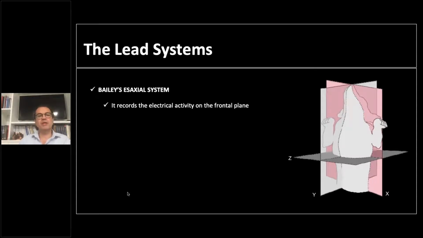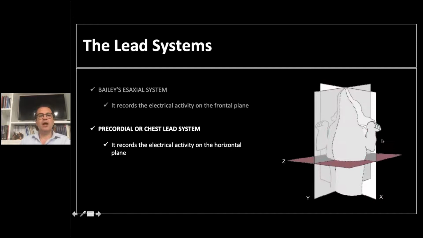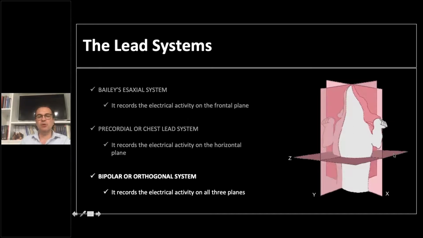Particularly for the lead system, we have the 6 lead system. The one that most of you are using right now is Bailey's hexaxial system. It records the electrical activity on the frontal plane, here in pink. Then you have the precordial or chest lead system. In this case, we look at the electrical activity on the horizontal plane. This is in purple. And finally, we have the bipolar or orthogonal system that can be used when we record Holter, which records electrical activity on the 3 planes.